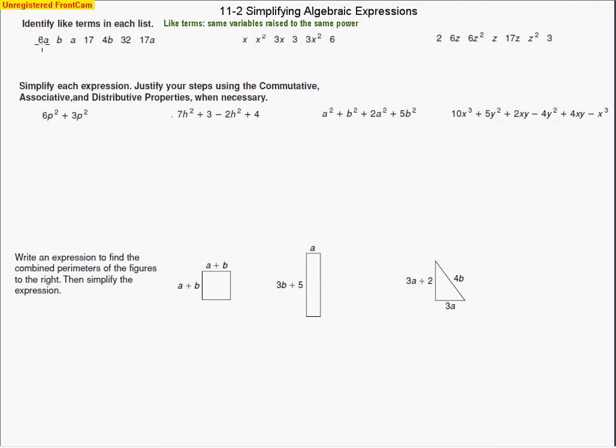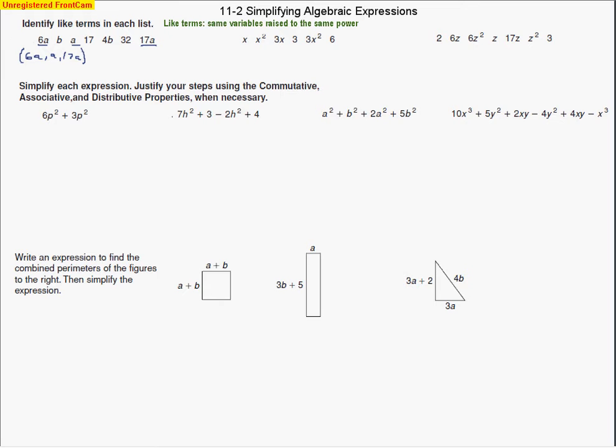So here's a term, 6a. This is a term, and we're looking for another one that has the same variable, a, raised to the same power, so to the first power. So notice that the 6a, the a, and the 17a all are like terms. So those are the ones you'll list together. So 6a, a, 17a. These are the like terms.